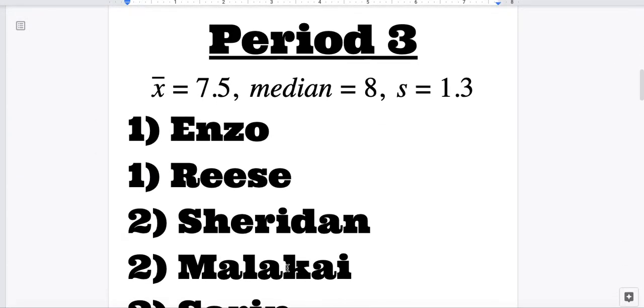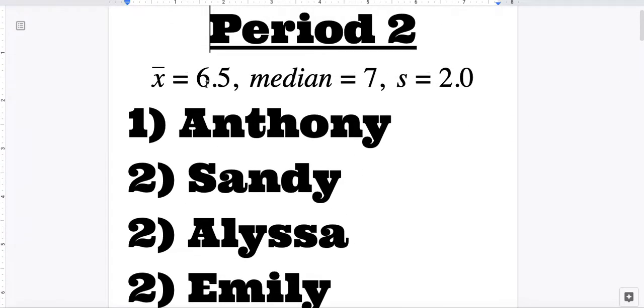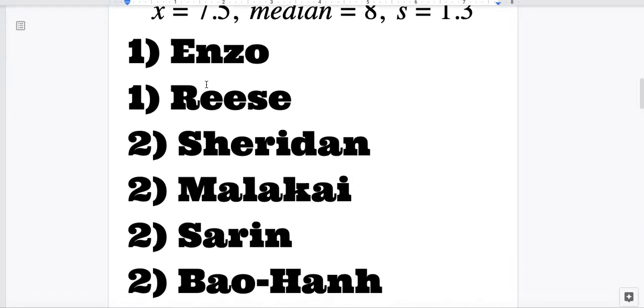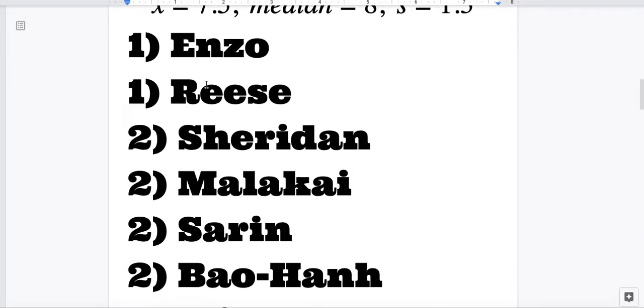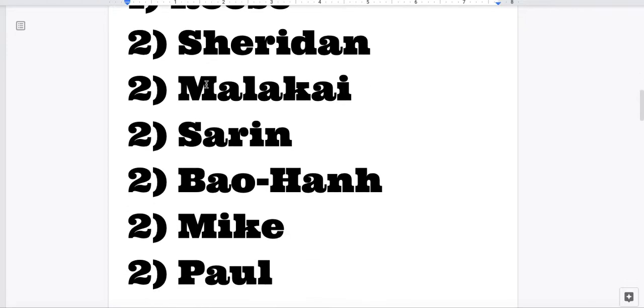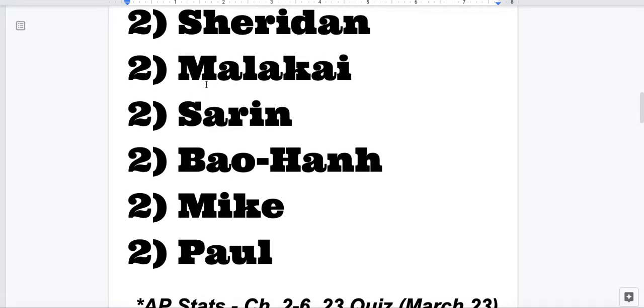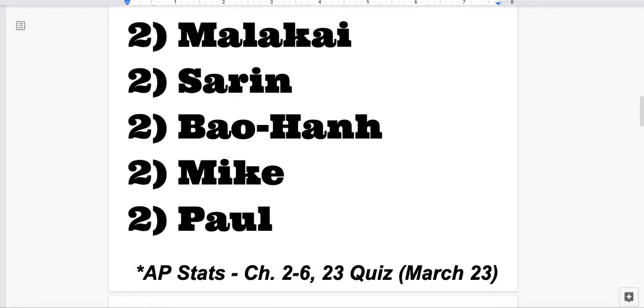And then period 3, we have Enzo and Reese in the lead right there. Congratulations. Period 3's class average was higher than period 2's. We won't be doing class wars though. Congratulations, Sheridan, Malachi, Sadine, Balhan, Mike, and Paul, in no particular order for those 6. Okay, good job, guys. Let's keep up the good work.